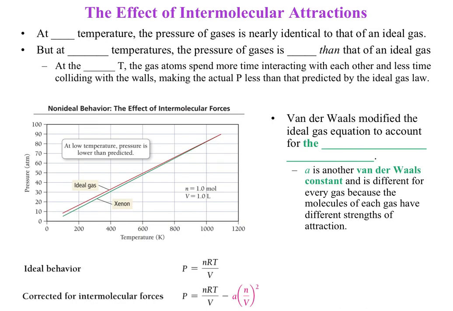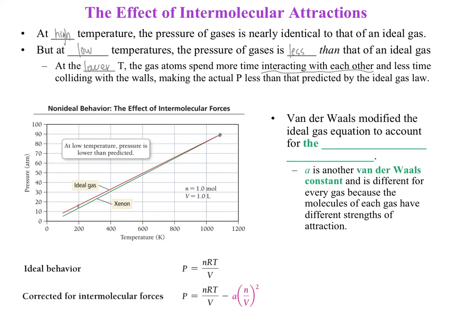At high temperatures, molecules are able to move very quickly and are able to behave ideally. At low temperatures, the pressure of the gas is less than that of an ideal gas, because gases spend more time interacting with each other and less time colliding with the walls. So the pressure is actually lower than it should be. Here we see at higher temperatures, the xenon atom is acting like an ideal gas. As we cool it down, it starts to deviate, so now our pressure is lower.